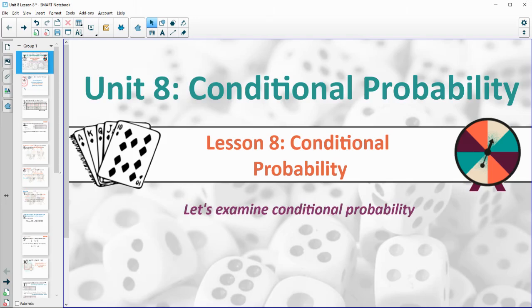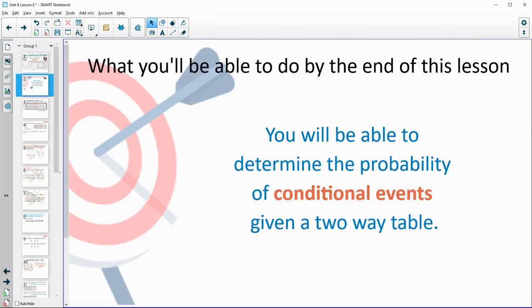In this video, we're going to look at Unit 8, Lesson 8, which is on conditional probability. By the end of this lesson, you're going to be able to determine the probability of conditional events given a two-way table.